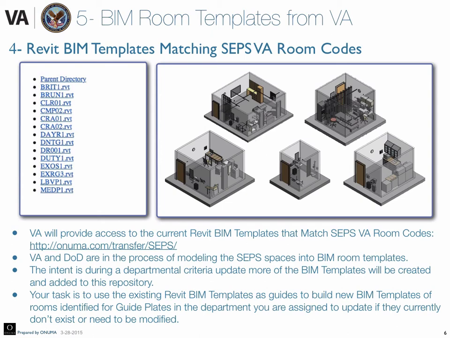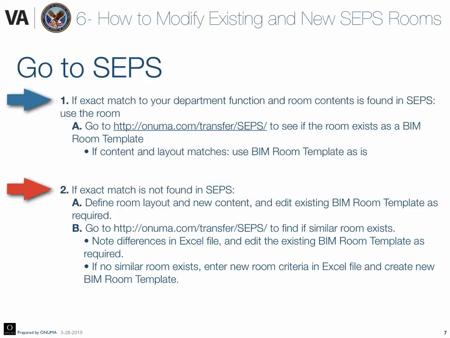You can download them, and new ones are being added over the next month or two as well. And your task is to use the existing Revit BIM templates as guides to build new ones, or to also just review and confirm that the recommendations of the department update match what is in this template. So the rooms identified for guide plates in your department update are to be updated or modified with these templates.